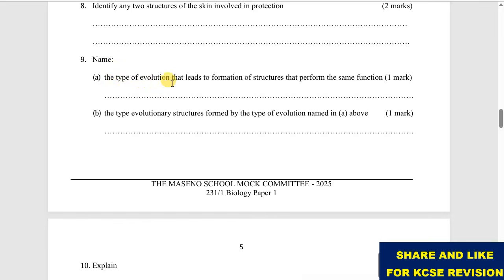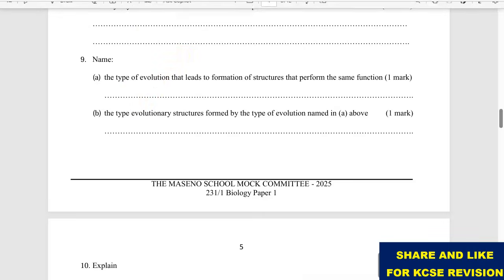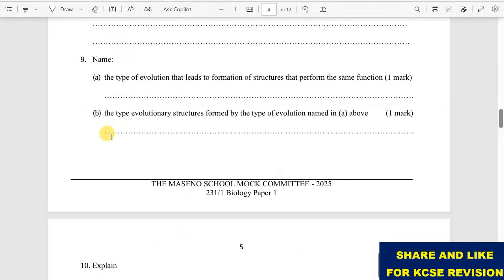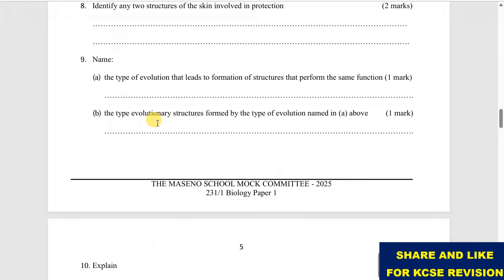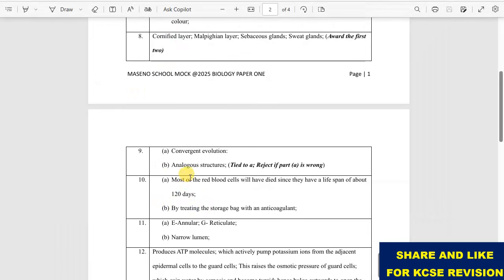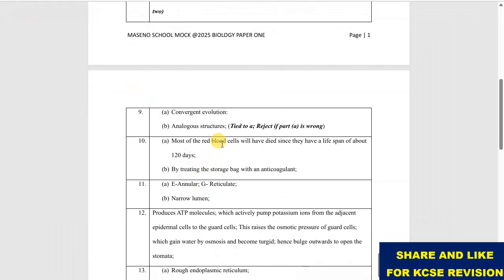Name the type of evolution that leads to the formation of structures that perform the same function. That is called convergent evolution. Name the type of evolutionary structure formed by the type of evolution named above. It forms analogous structures. Reject if part A is wrong. If part A is wrong, part B you can't score.